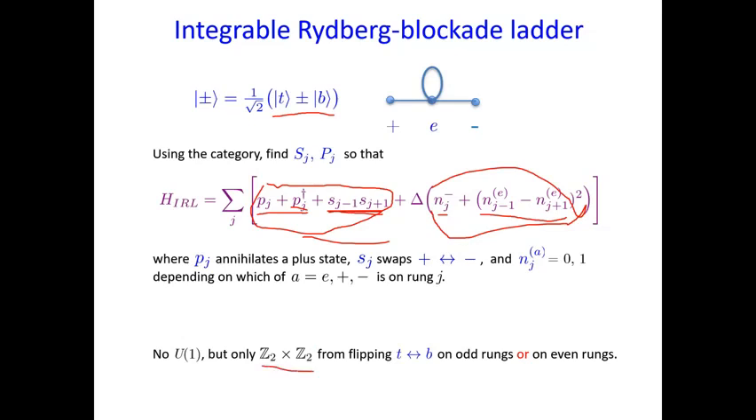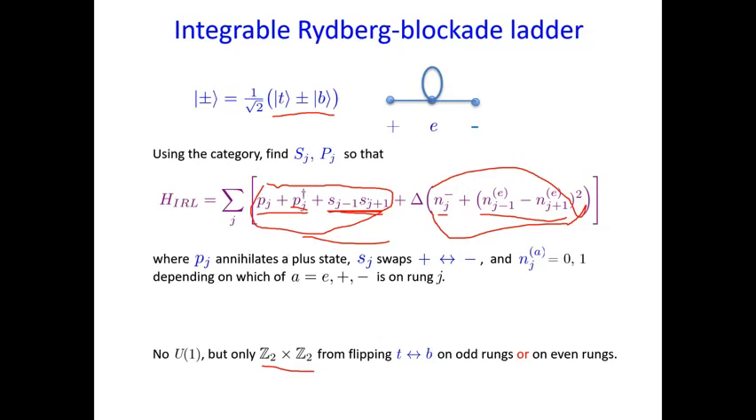One key thing I do want to say before I start to go quickly is there's no U1 symmetry, but there is a Z2 cross Z2 symmetry. It's not completely obvious, but if you think about it for a little. There's obviously a symmetry that exchanges top to bottom. But because the flip is two sites apart, because of this restriction, you can flip top to bottom independently on all the odd rungs or all the even rungs. So it's a Z2 cross Z2 symmetry, and I'm going to always have that symmetry.